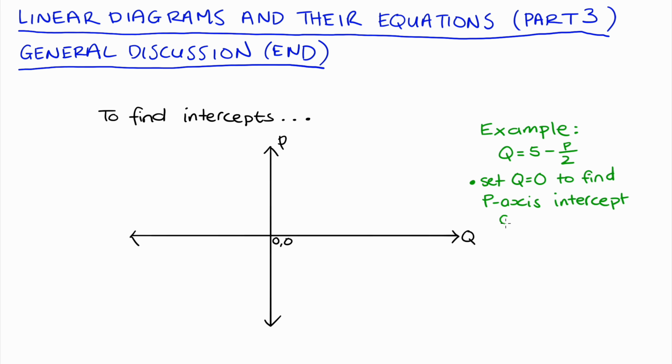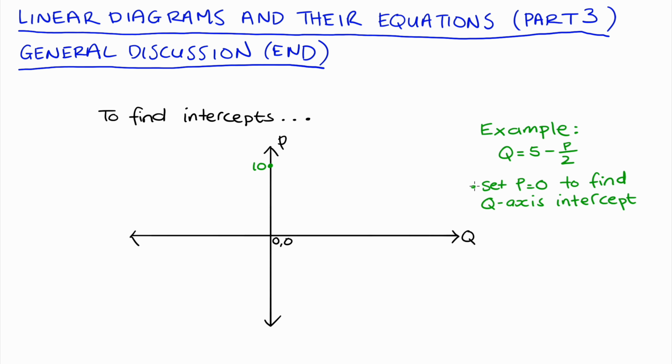So I'm going to, in my equation, set q is equal to 0 and then solve for the price. So just doing that, I get 0 is equal to 5 minus p over 2. If I add p over 2 to both sides, it removes it from the right-hand side but introduces it to the left. And I multiply both sides by 2 and I find the price is equal to 10 when q is equal to 0. So that's our price axis intercept.